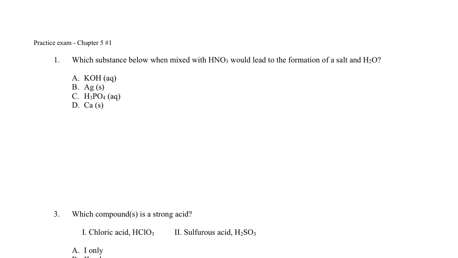And so which substance below, when mixed with nitric acid, would lead to the formation of a salt plus water? And so HNO3, of course, is an acid. So an acid plus base leads to a salt plus water. So we're looking for the base. KOH would fit the bill. So that should form the salt KNO3 plus water.